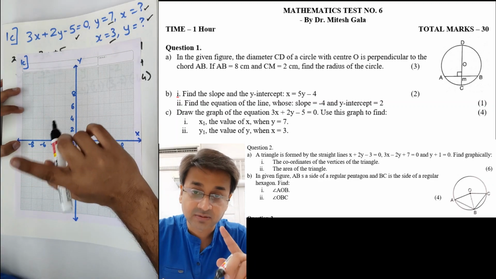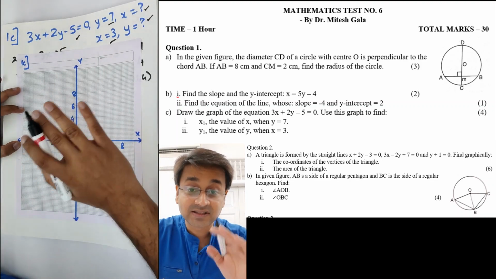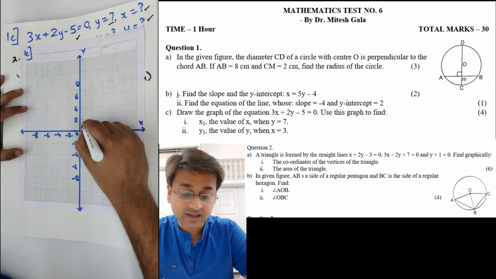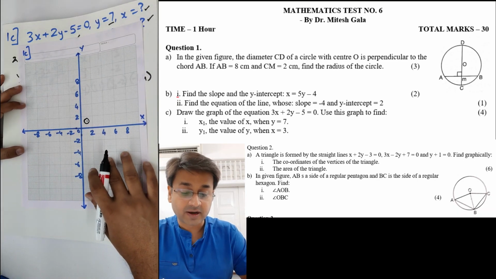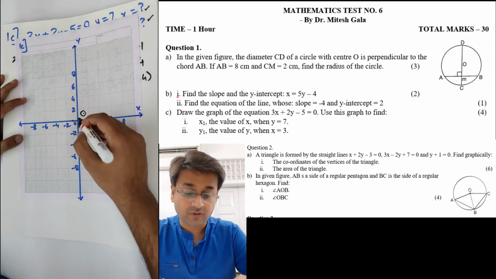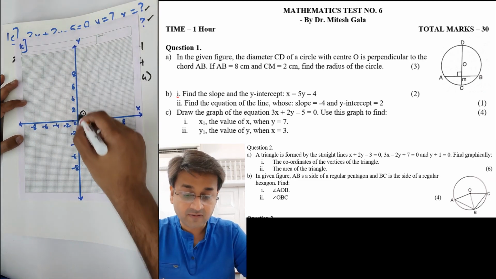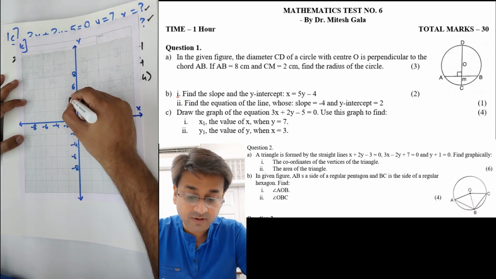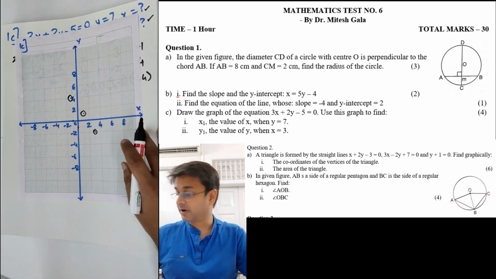Always take 1 centimeter as 1 unit unless they tell you to change it, okay? So the first point is 1, 1. So that's here. The next one, 3, minus 2. So 3, minus 2. And the last one, minus 1, 4. Minus 1, sorry, here is minus 1, 4. So that should be here. So I got my 3 points.